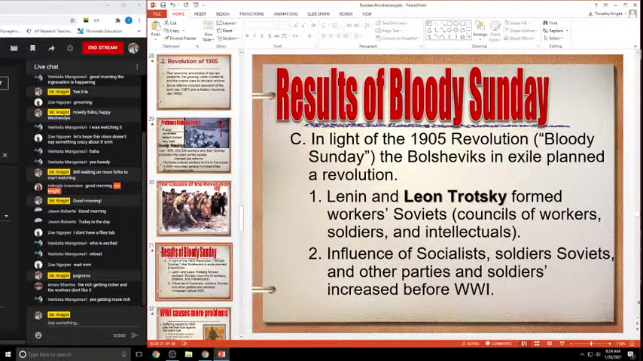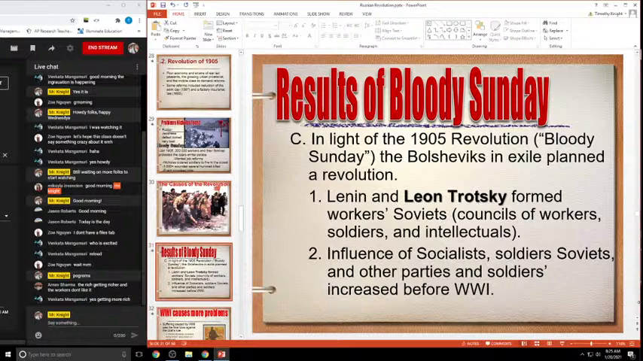Results of Bloody Sunday is that Vladimir Lenin and Leon Trotsky are able to use this event to get more people on their side. And in light of the 1905 revolution, Bloody Sunday as it's nicknamed, the Bolsheviks that had been living in exile, like Leon Trotsky and Vladimir Lenin, started planning a revolution. But it's going to take them about 12 years before they're able to get it off the ground. It's going to take a lot of planning, and they have to wait for the right time to initiate it. And so Lenin and Leon Trotsky formed those workers' Soviets, those councils of workers, soldiers, and intellectuals in Russia that I talked about.